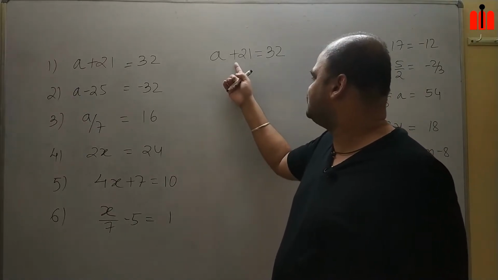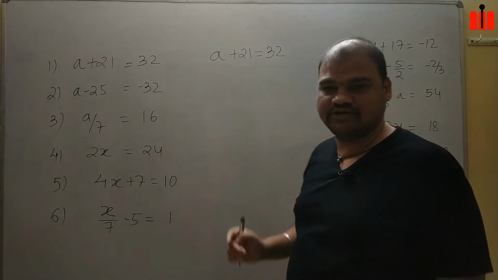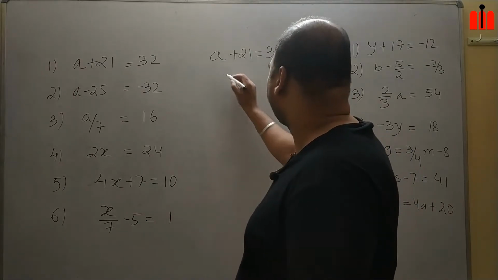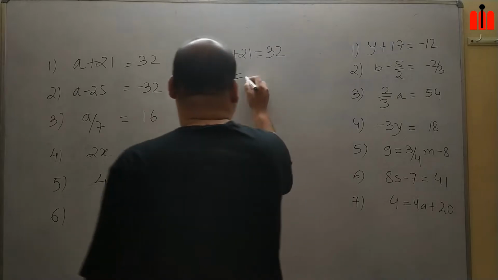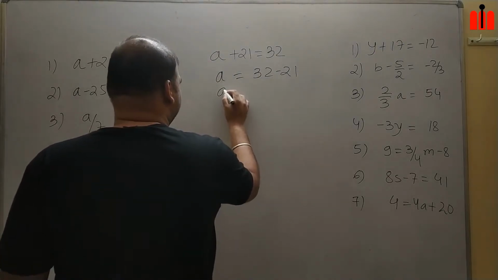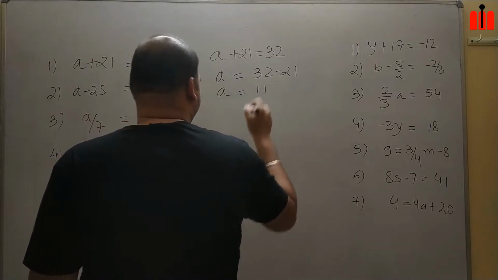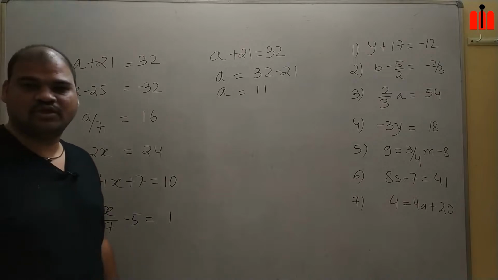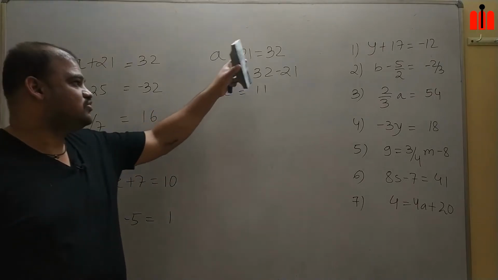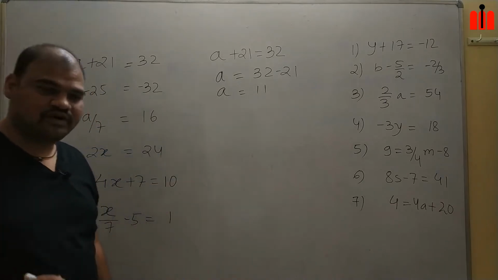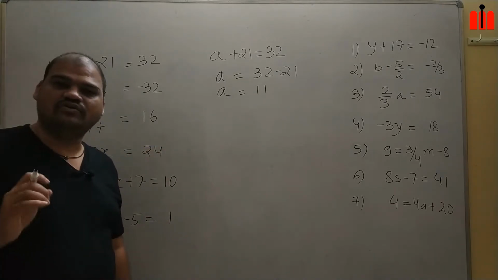Whenever a positive number is there, once it is shifted to another side, it will become negative. So A will be equal to 32 minus 21. So A is equal to 11. Got it? A plus 21 equal to 32, A equal to 32 minus 21, and A will be equal to 11.